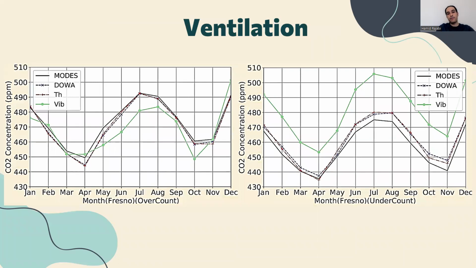And finally, this figure shows the simulation of annual CO2 concentration provided by each one of our data schemes in both over and undercounting scenarios. It is clear that the MODES result has a slightly lower concentration compared to the thermal and the DOA output.